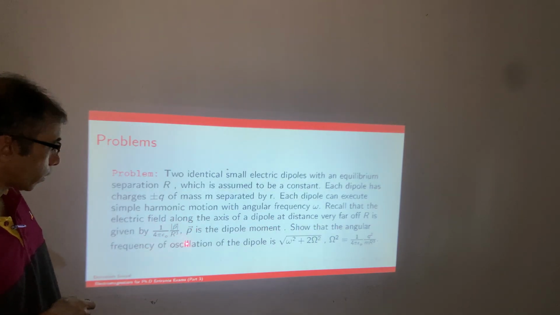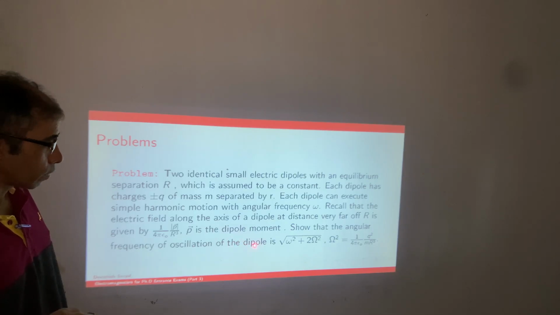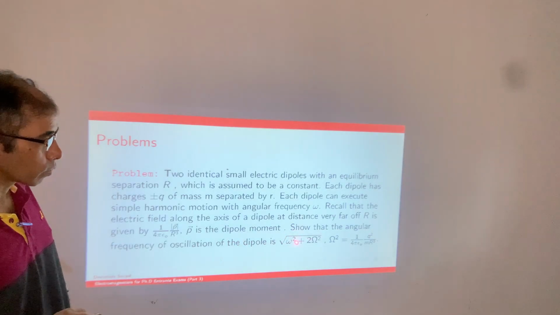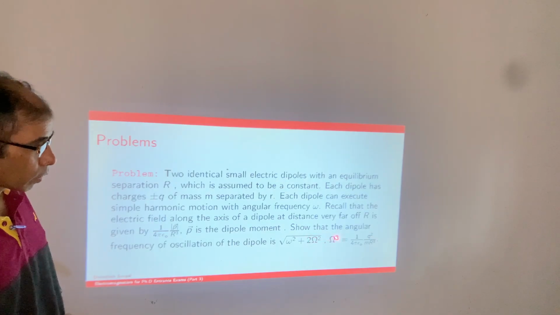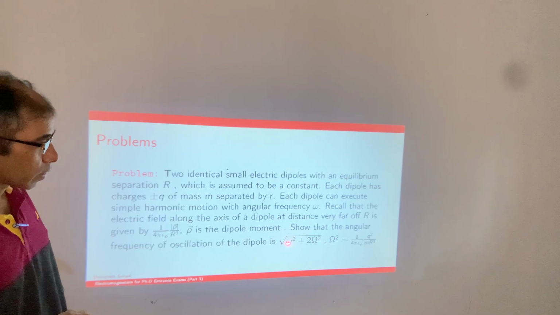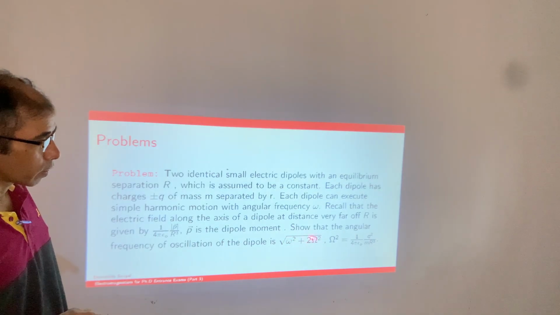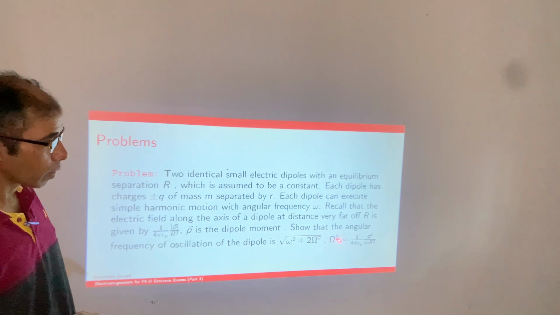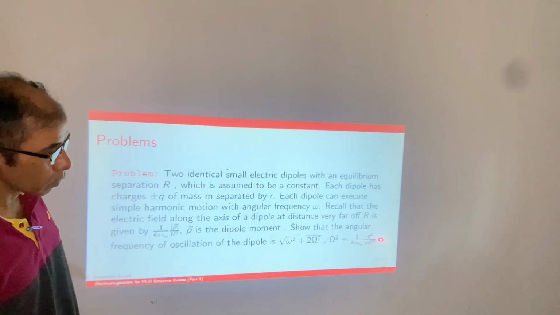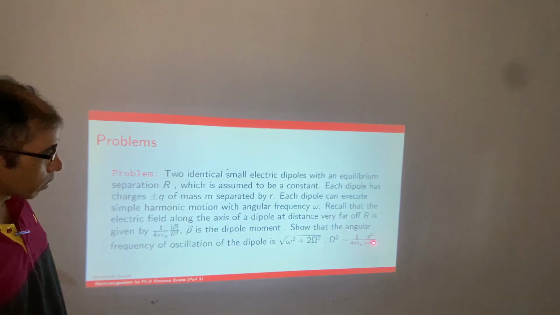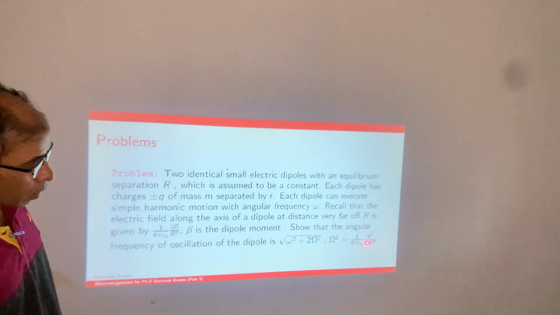Show that the angular frequency of oscillation of the dipole is given by omega squared plus 2 capital omega squared. So what is this omega squared? This is the natural frequency. We'll see what the natural frequency is here, and what capital omega is. Capital omega squared is 1 by 4 pi epsilon naught, q squared divided by m r cubed.